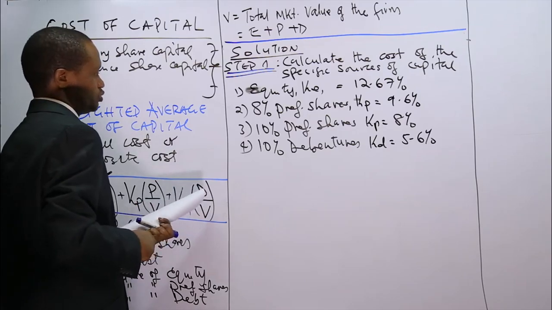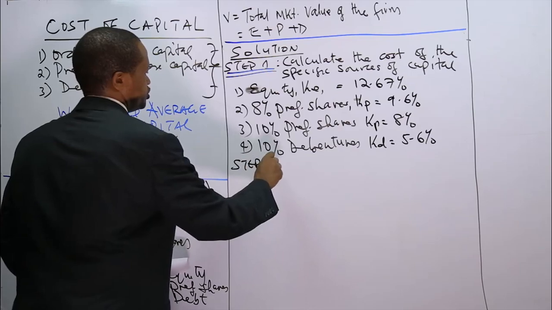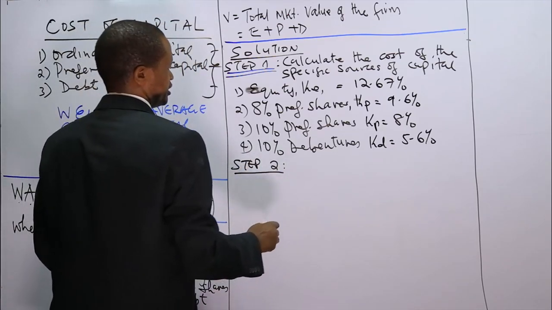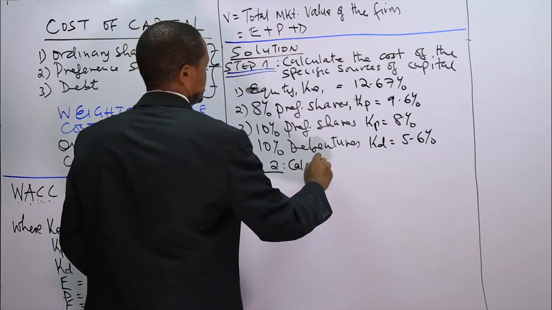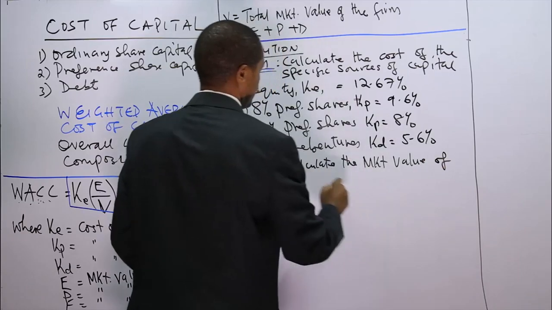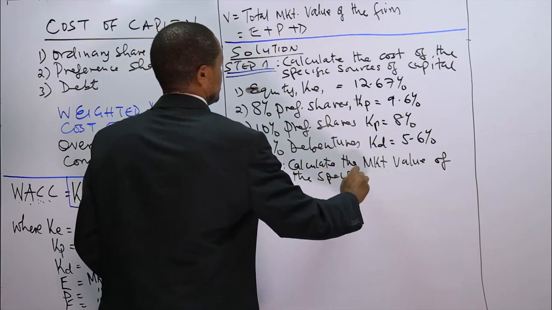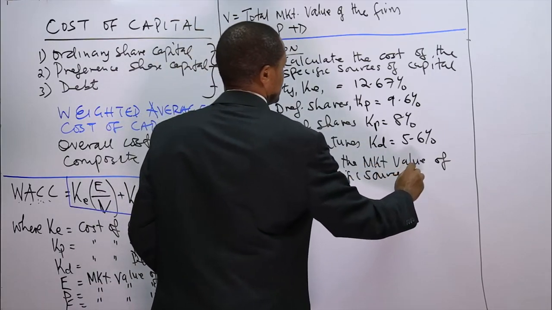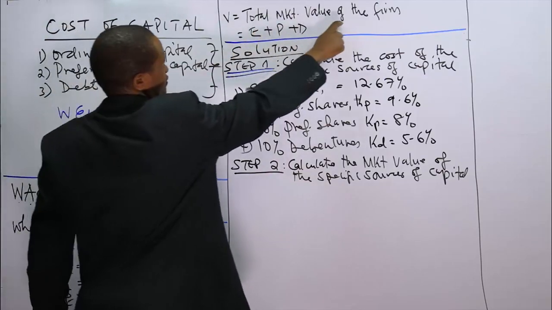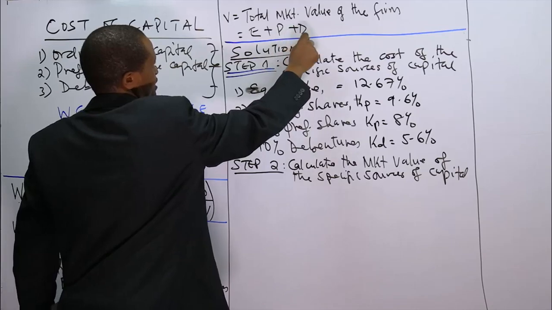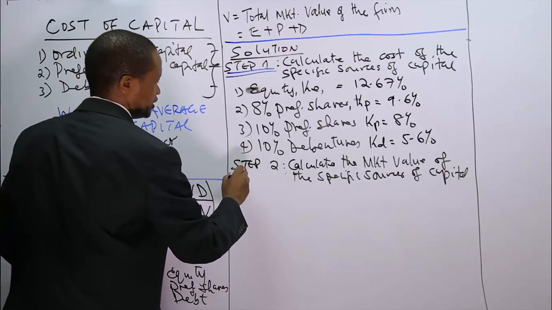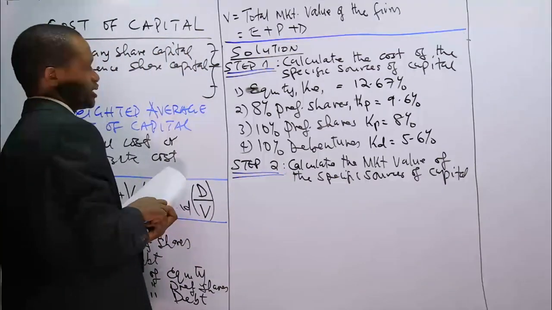Then step two, we ought to calculate the market values of the specific sources of capital. Because remember, in the formula we have the market values of equity, preference shares, and debt. So the second step, an important step, is to determine the market values of the various sources of capital.